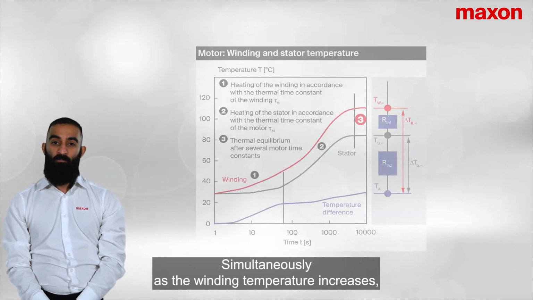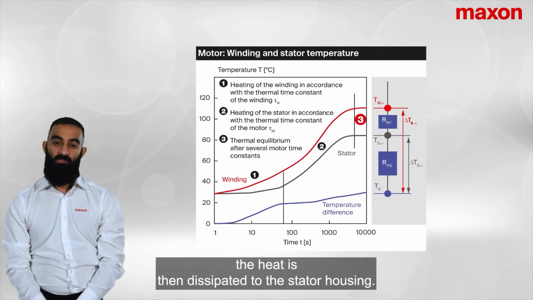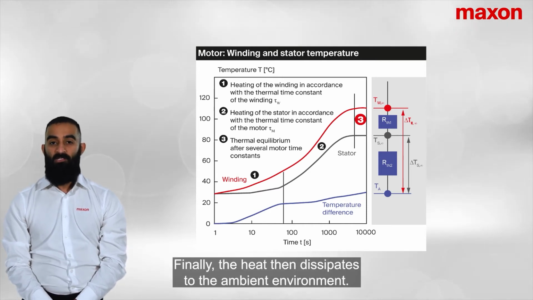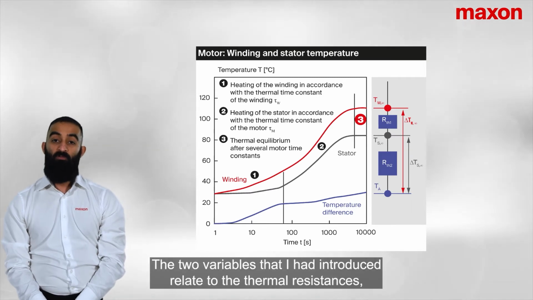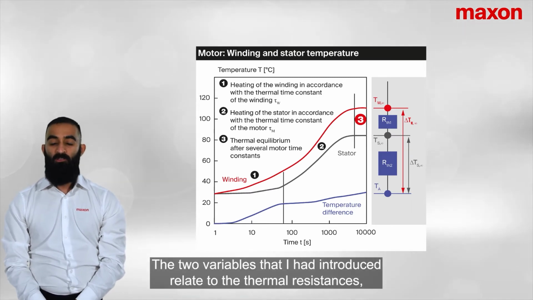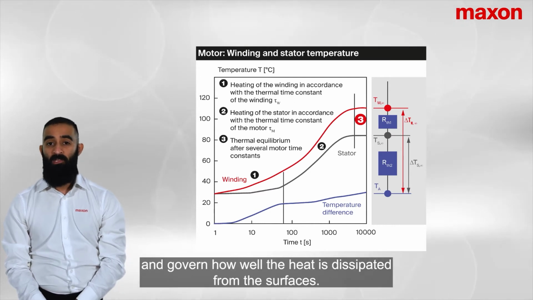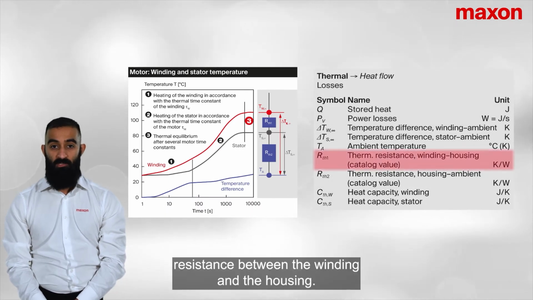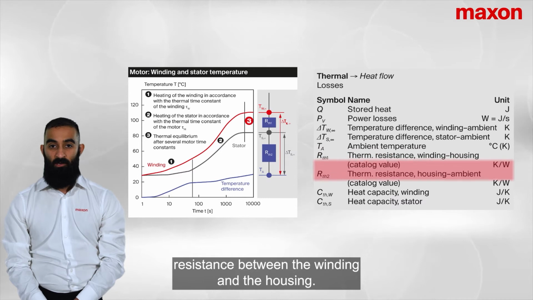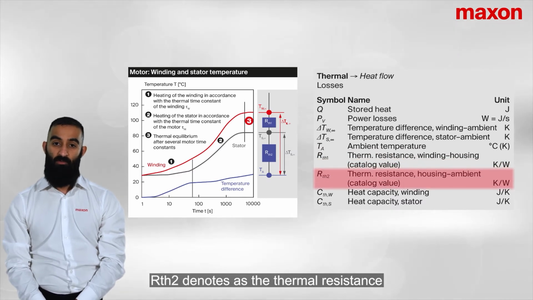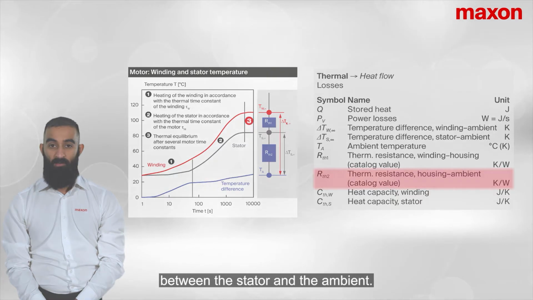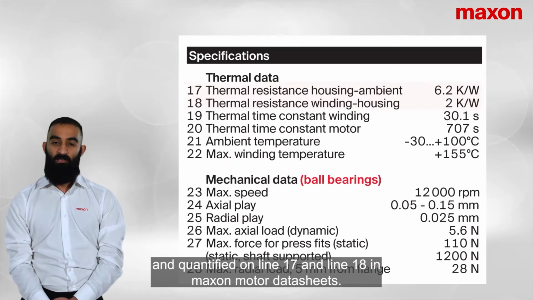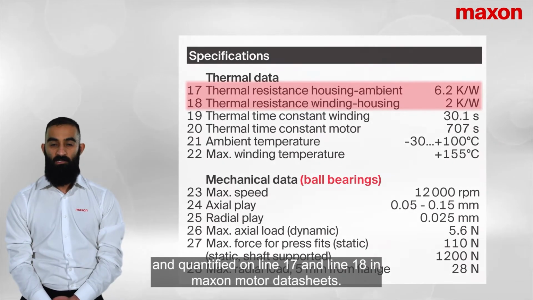Simultaneously, as the winding temperature increases, the heat is then dissipated to the stator housing. This is shown by the grey line. Finally, the heat then dissipates to the ambient environment. The 2 variables that I had introduced relate to the thermal resistances and govern how well the heat is dissipated from the surfaces. RTH1 denotes the thermal resistance between the winding and the housing. RTH2 denotes the thermal resistance between the stator and the ambient. The thermal resistances are listed and quantified on line 17 and line 18 in Maxon motor datasheets.